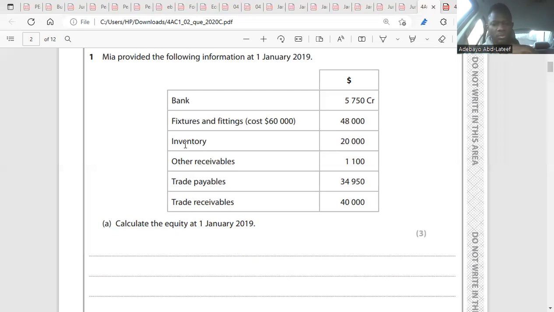What about the trade payables? It's a liability. Those are your credit suppliers. We said asset minus liability gives you capital or equity. So for your total liabilities, the first liability you have here is the bank, which is 5,750, with credit, yes. Plus trade payables, 34,950. That gives us 40,700.